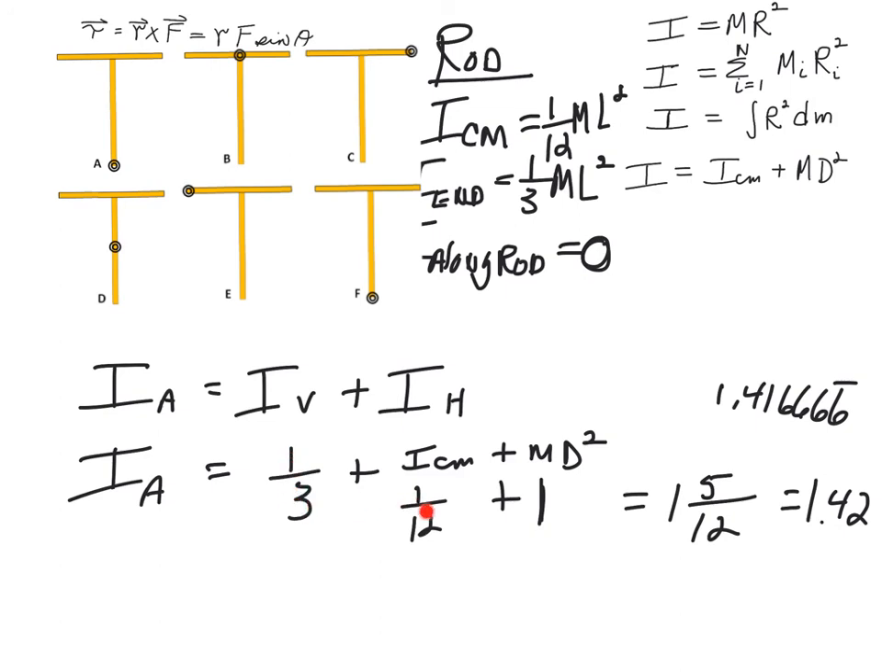That's 4/3, 5/3, 5/12. 1 and 5/12 is 1.41666 repeating. And since the problem says 3 significant figures, make sure you read that. We want to report the answer as 1.42. If you put in 1.416 or 1.4 or 1.417, it won't like it. Okay.